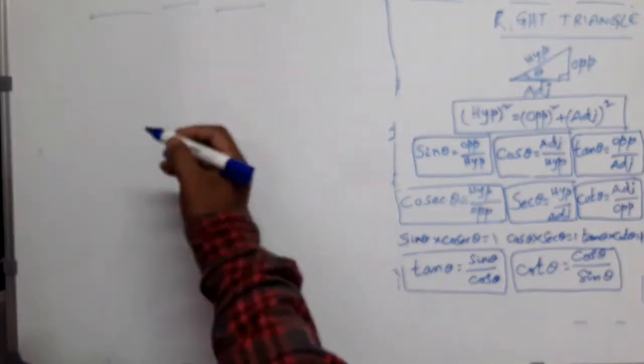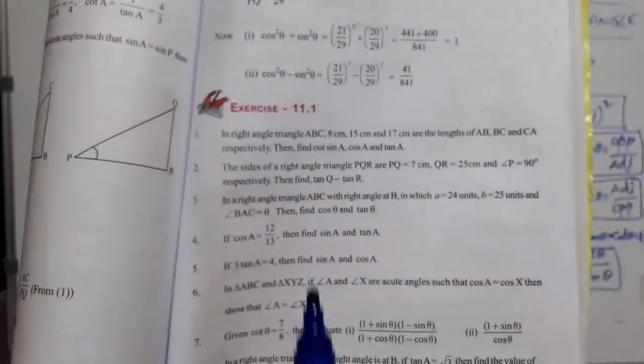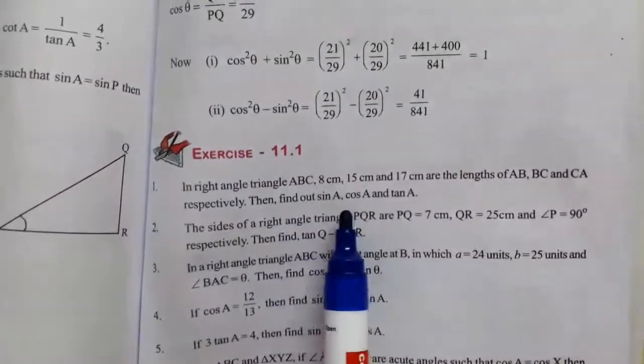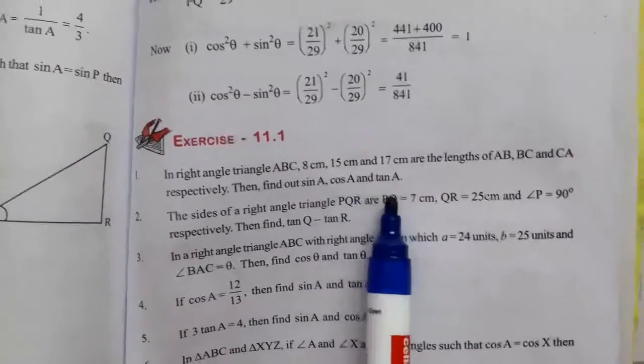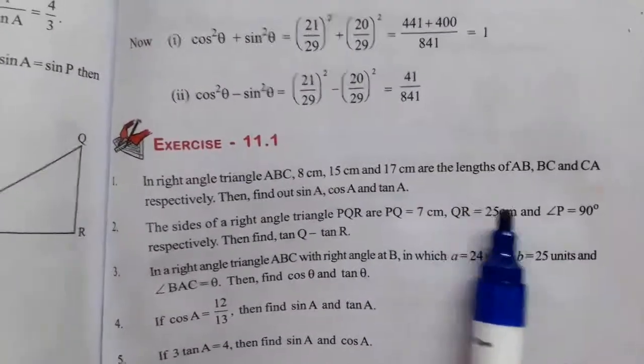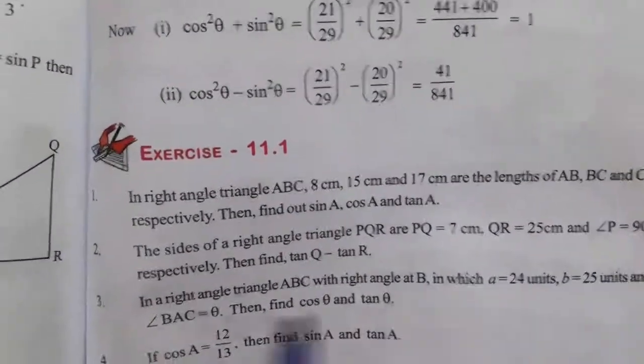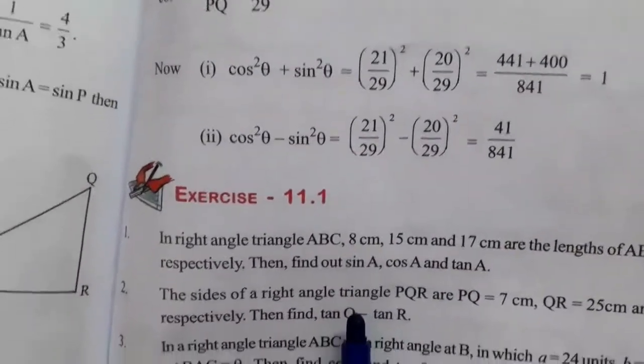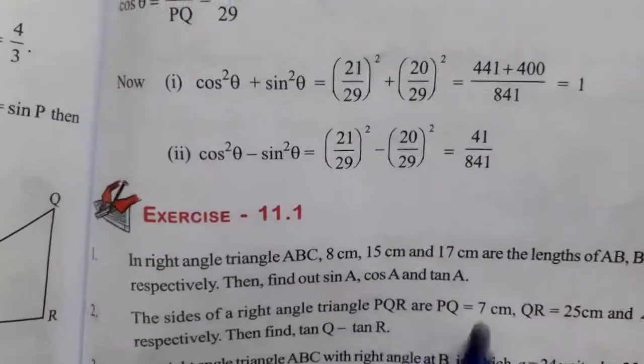Now let us go to the exercise. Question number 1. In right angle triangle ABC, 8 centimeters, 15 centimeters, 17 centimeters are the lengths of AB, BC and CA respectively. Then find out sin A, cos A and tan A. That is the question.